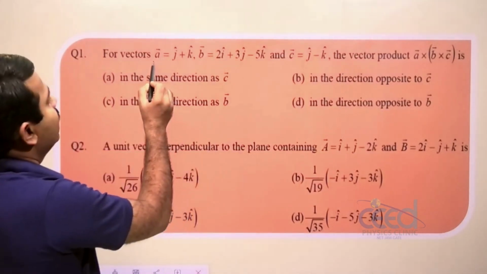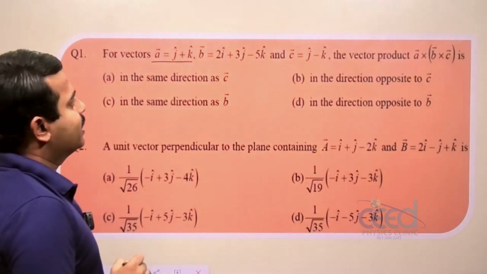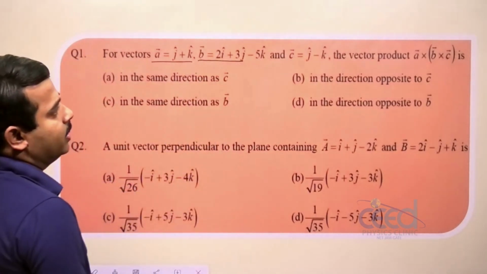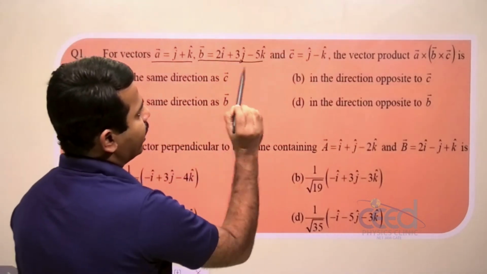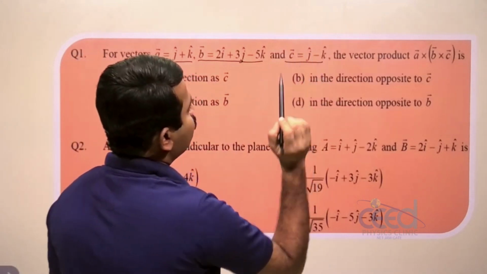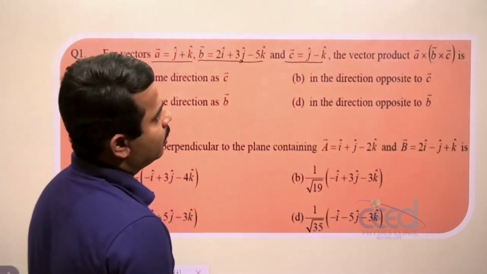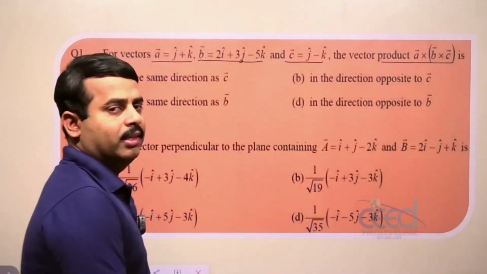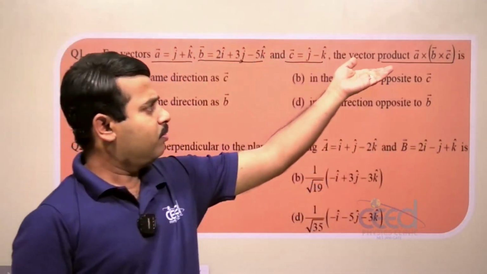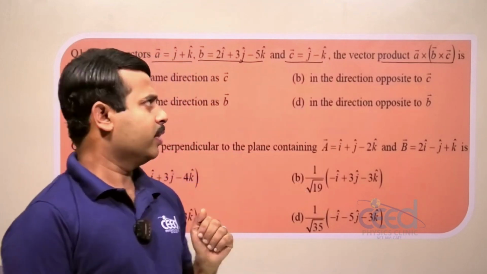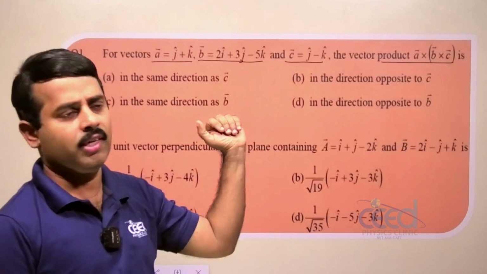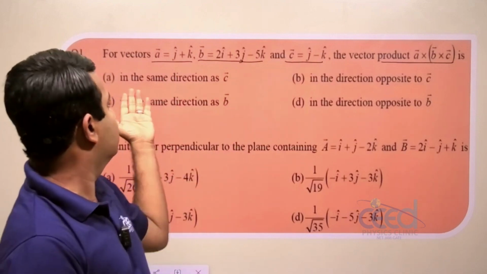For vectors A = j + k, B = 2i + 3j - 5k, and C = j - k, the vector product A cross B cross C is. We have seen what a vector triple product is. Regarding the vector triple product, by considering these three vectors, which option is correct?